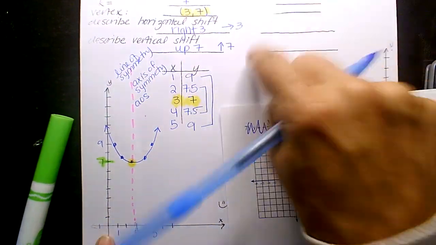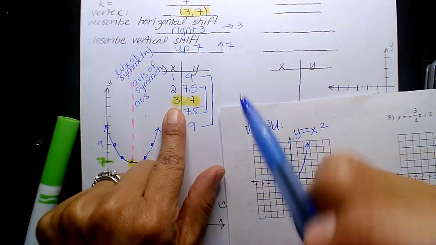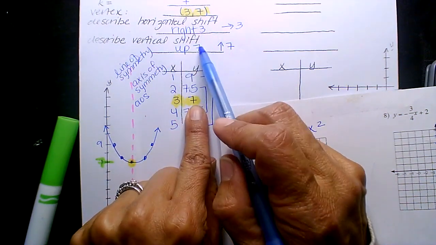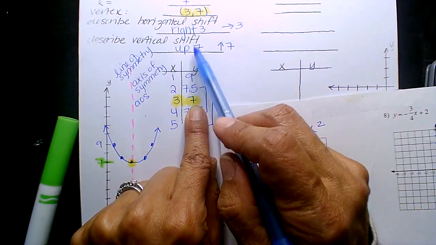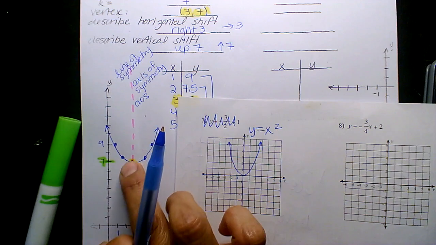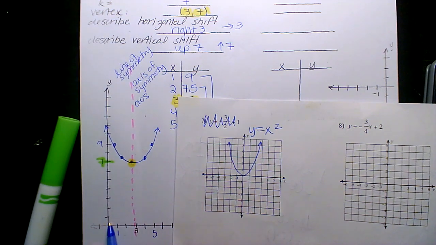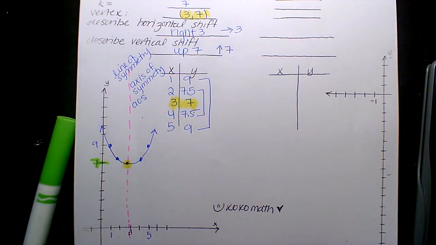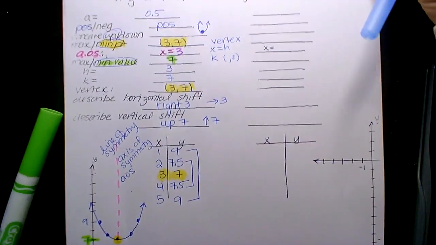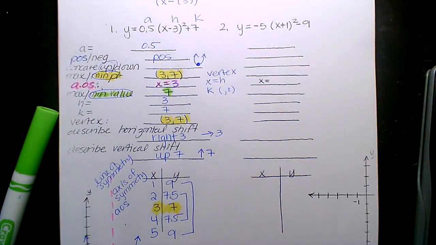Again, you guys do great with this. If it's positive, it's right. If this was negative, it'd go left. The y value, it's up or down. If it was -7, I would go down 7, but it's up 7. And so to shift that vertex, I'd go right 3, up 7, and that's my point. I think we covered everything. Yeah, and that's it. Okay, you guys will try the second one.